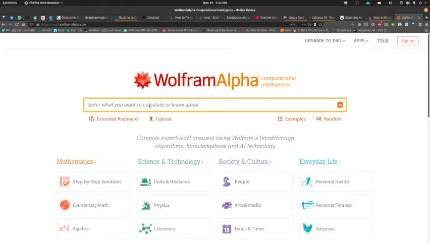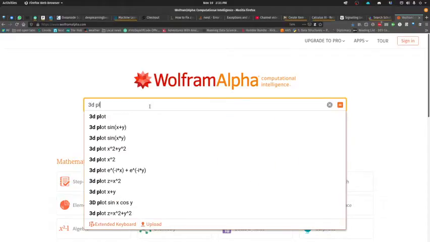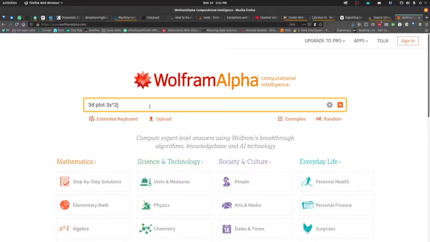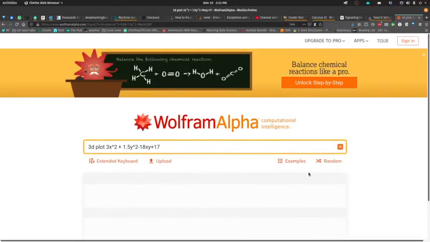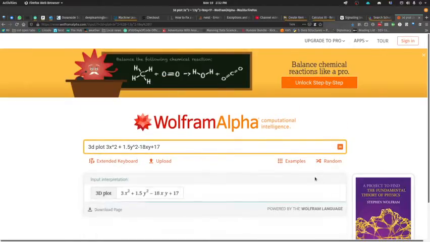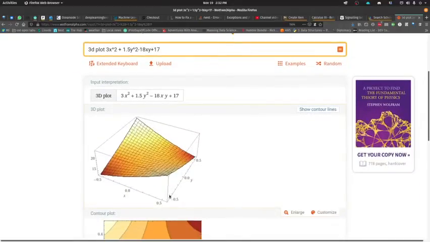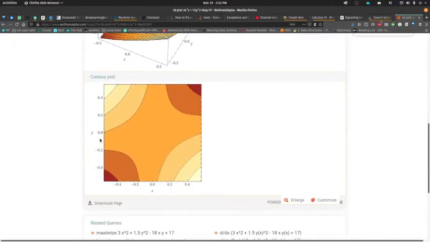So what are we plotting? We're going to say 3D plot z equals 3x squared plus 1.5y squared minus 18xy plus 17. We want to think about what's going on at the origin. We know that it looks special, right? And hey, this kind of looks about right. And hey, there we go.